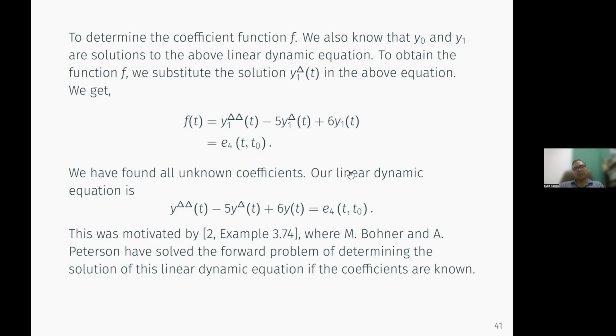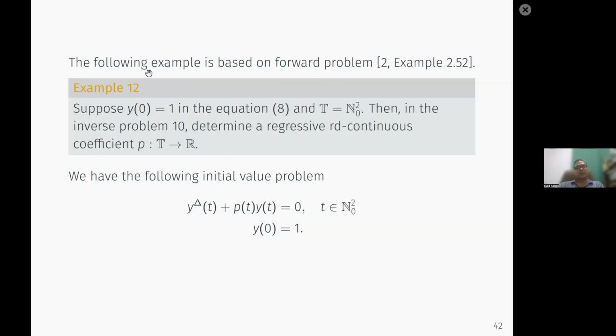So in this case, our linear dynamic equation on the time scale is given by y del t minus 5y del t plus 6y(t) equals e_4(t, t0). And this example is actually motivated by problem 2, example 3.74 in Martin Bohner and Allan Peterson's book. They have solved the forward problem and we have solved the inverse problem, and the solution matches. And now the following problem we can also pose as an inverse problem.